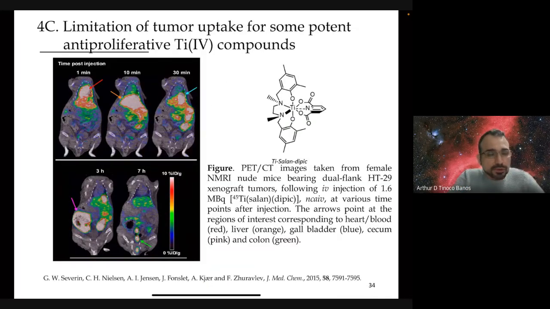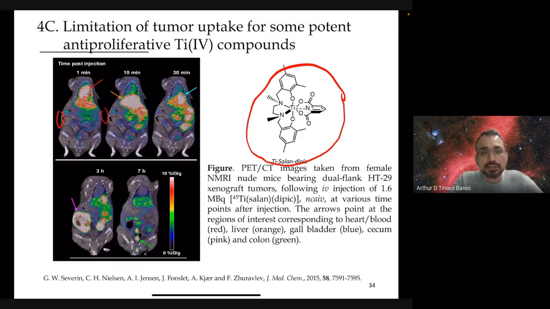This was a very interesting in vivo study performed with mice, in which an HT29 xenograft tumor was implanted in the flank, so in the side of the mice. The compound used, I believe, was synthesized by Hun. This is a heptacoordinate compound, so you have a coordination number of 7.